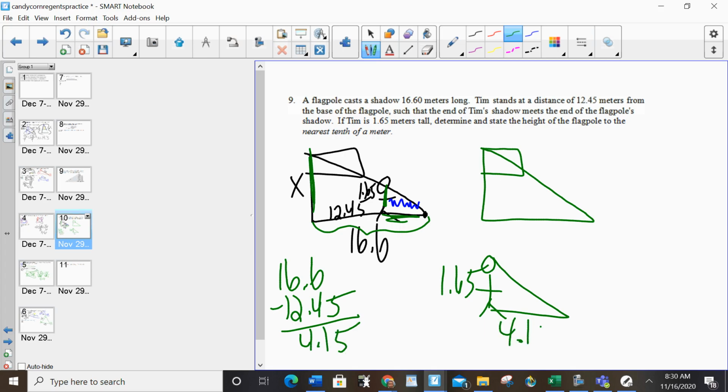And that's why I say for these questions, expect to have to add or subtract. This is x, this is 16.6. Expect to have to add or subtract for Tim's triangle. This piece right here, I had to subtract in order to get that 4.15. Now that I have my proportion, I cross multiply and solve. So why don't you try and finish it on your own at this point? So please pause.